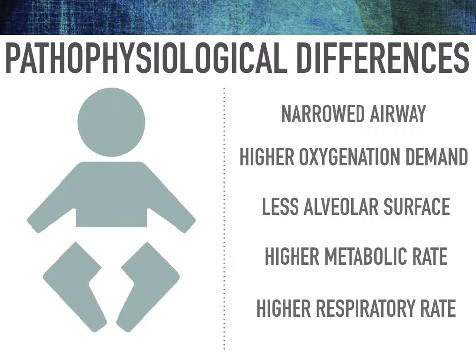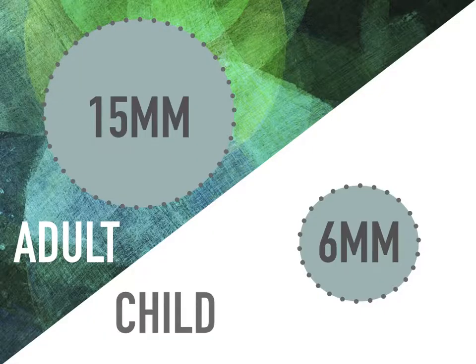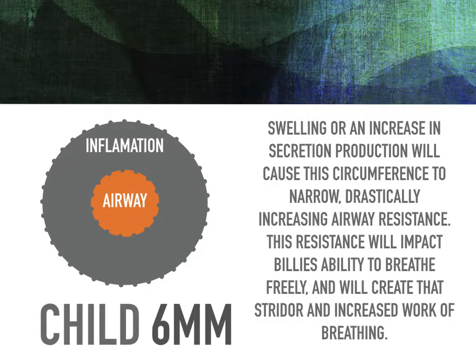In fact, an adult airway has an average 15 millimeters circumference, whereas in children like Billy, the airway circumference is only 6 millimeters. Any swelling or an increase in secretion production will cause this circumference to narrow, drastically increasing airway resistance. This resistance will impact Billy's ability to breathe freely and will create that stridor and increased work of breath.